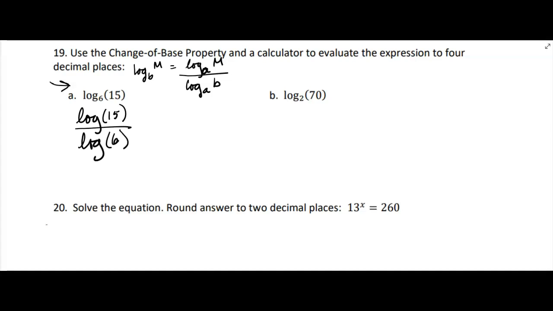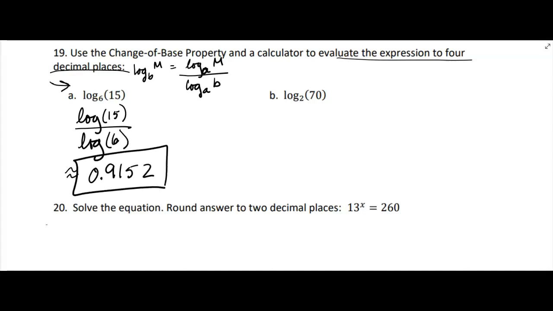And then they want us to use a calculator and evaluate to 4 decimal places. So you type that in your calculator, and you're going to round off to the 4th place, 0.9152. The big thing on that is the parentheses. Make sure you close that parenthesis on the 15, the one I just erased. That one, you have to close that off, otherwise you won't get the right answer.